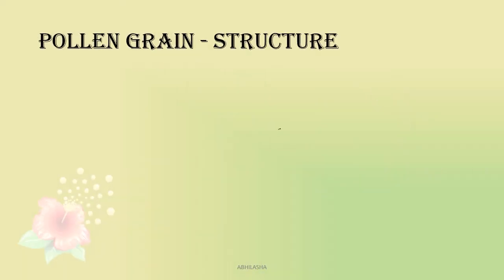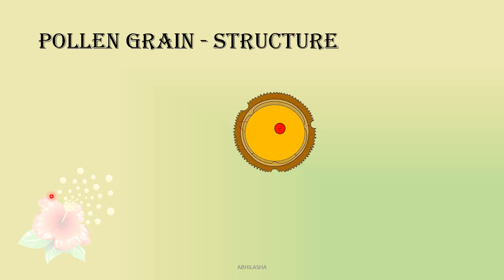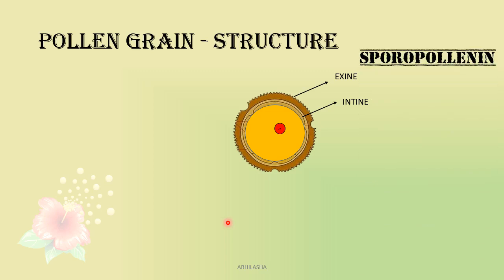Here is the structure of a microspore or a young pollen. It is spherical with 2 wall layers, the outer exine and the inner intine. Now, exine is special because it is made of a substance known as sporopollenin, which is a highly resistant fatty substance. It can resist high temperature and even acids. In fact, we don't know yet of any enzyme that can degrade sporopollenin.